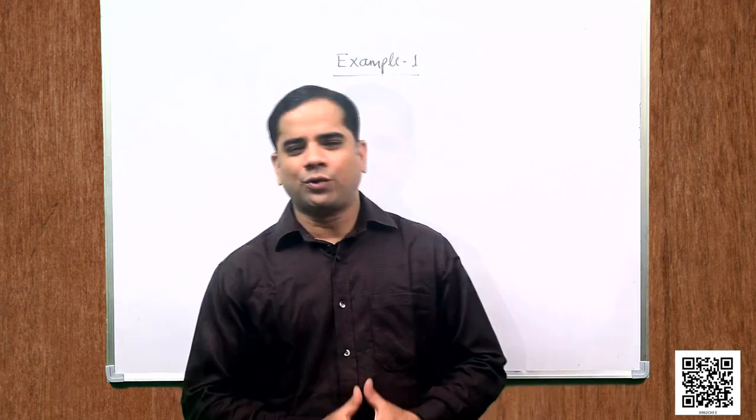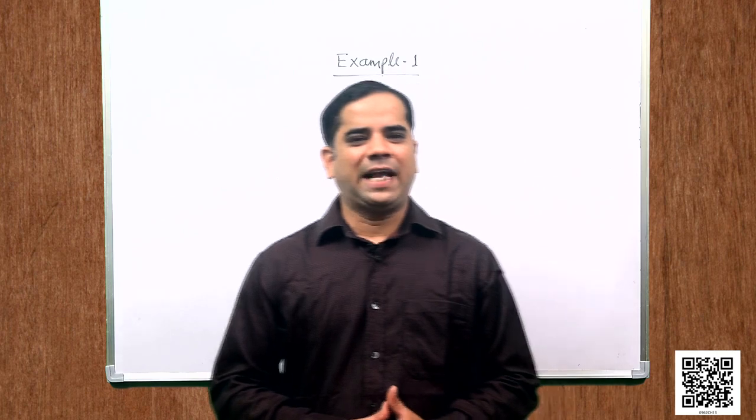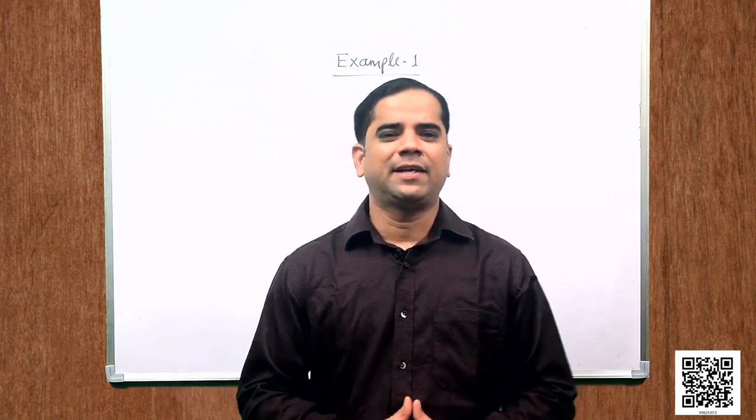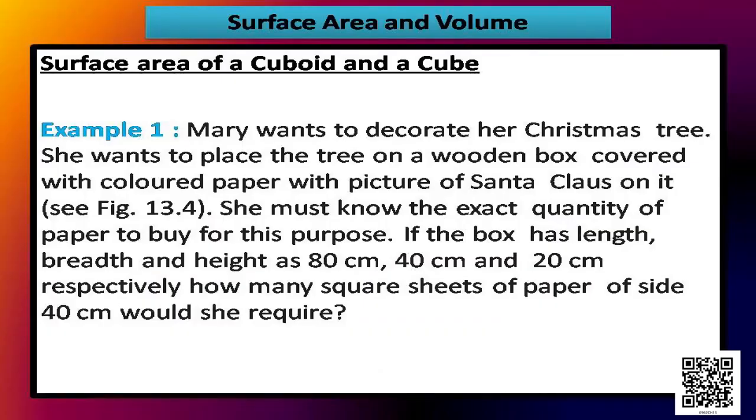Fine. Students, let us now discuss example 1. What it says? Mary wants to decorate her Christmas tree. She wants to place the tree on a wooden box covered with colored paper with picture of Santa Claus on it. You can see the figure that is given in your book.